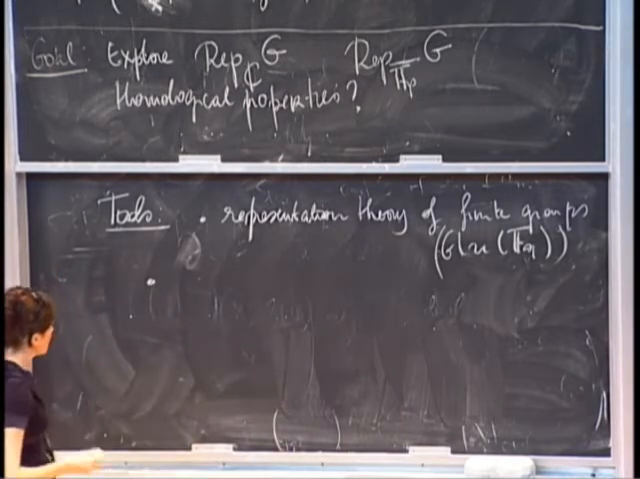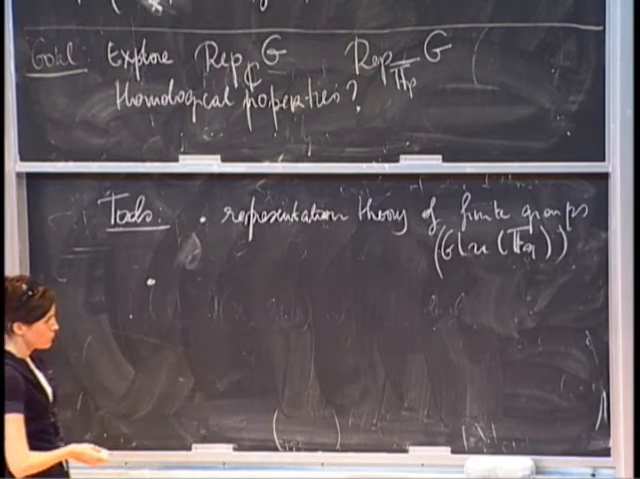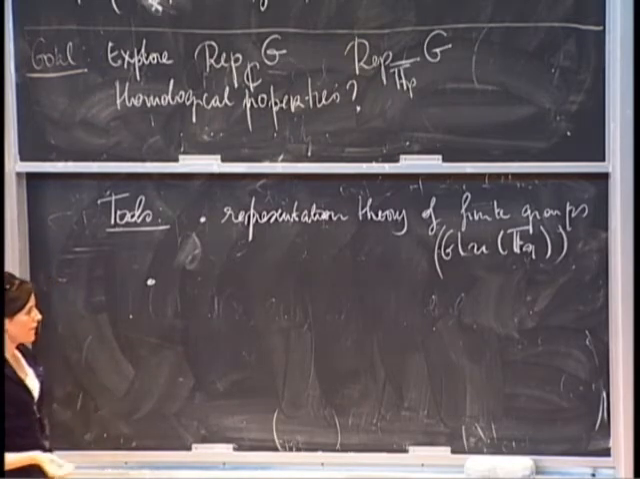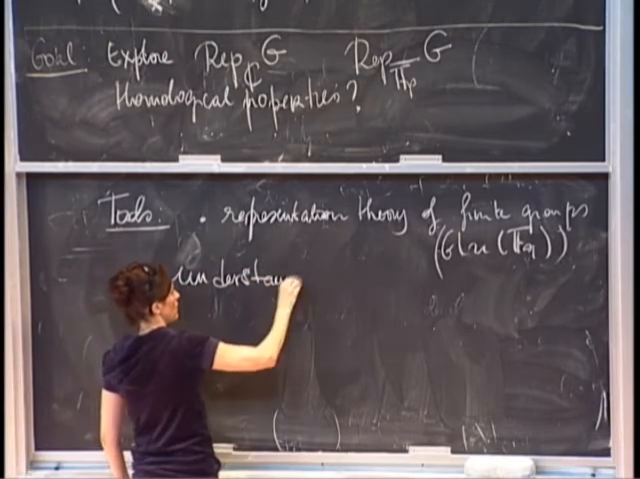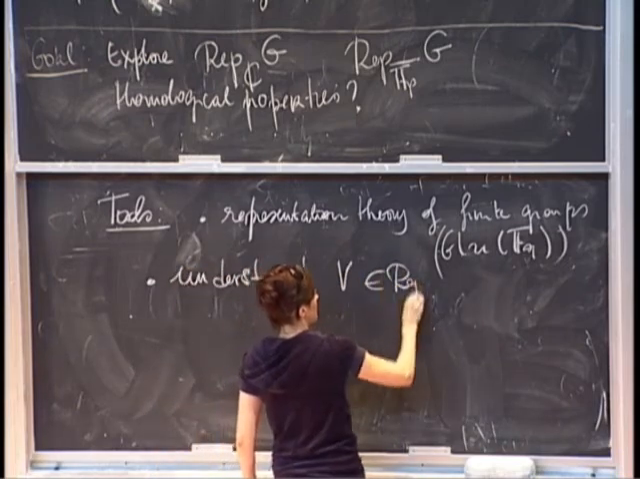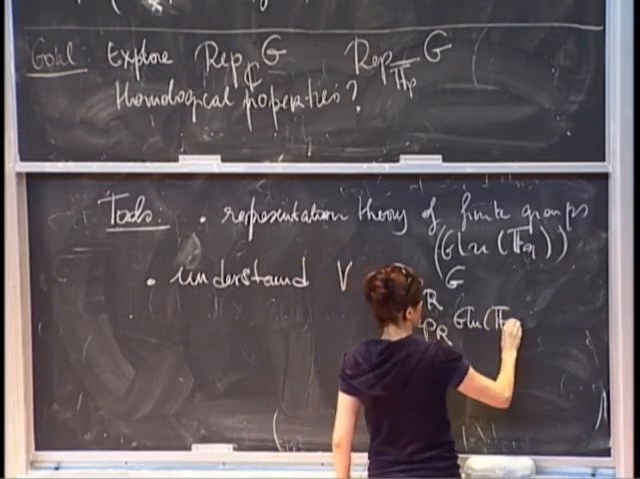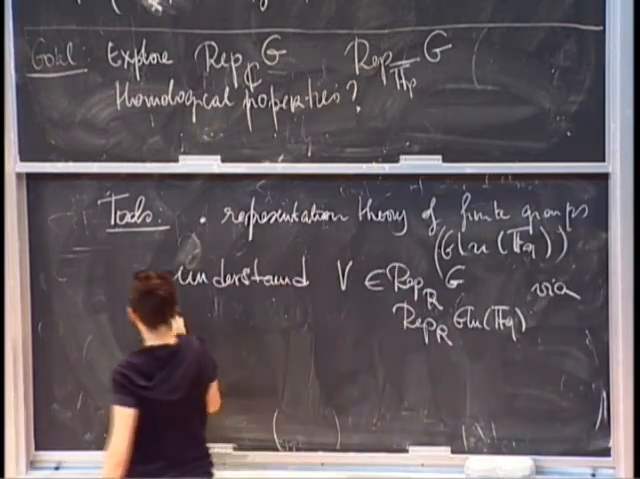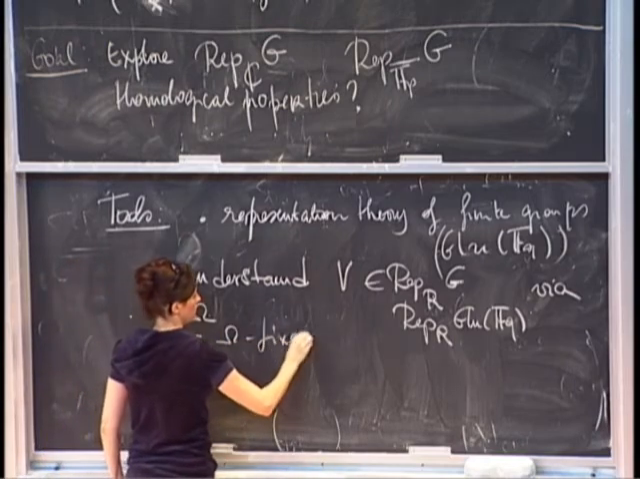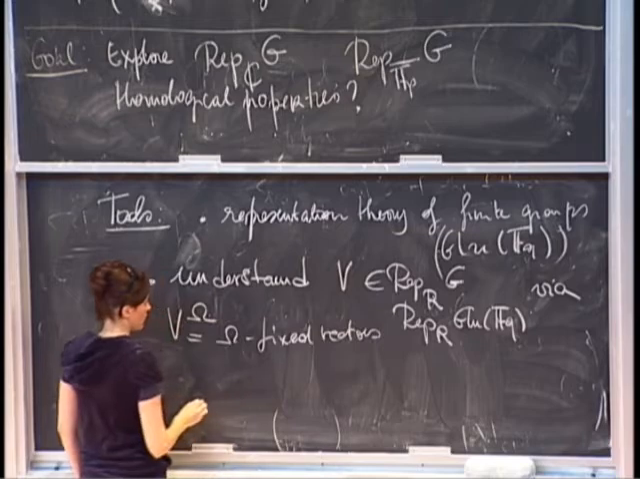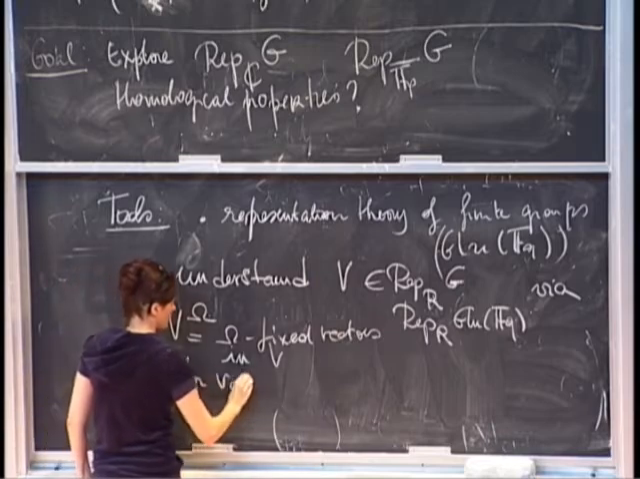Also, because of these smooth representations, we're tempted to try to understand a representation either of the finite group or of the p-adic group through its invariance under certain subgroups. So understand V, a representation of G, or even a representation of the finite group, via understanding families of fixed vectors, the fixed vectors in V for various omegas.